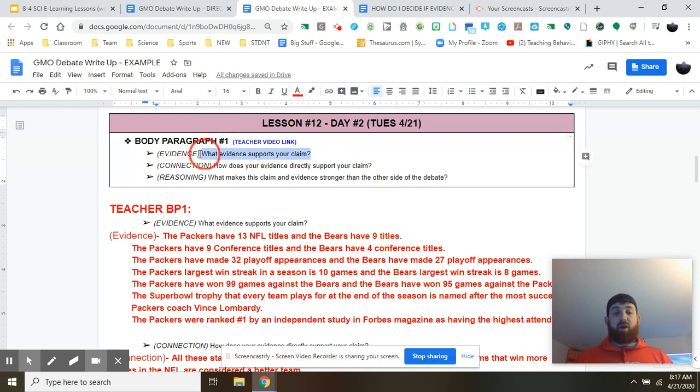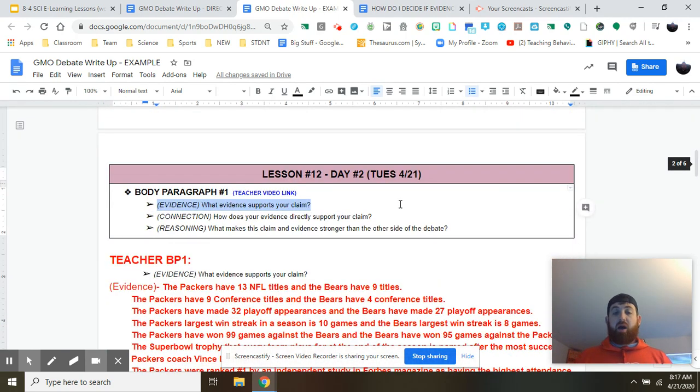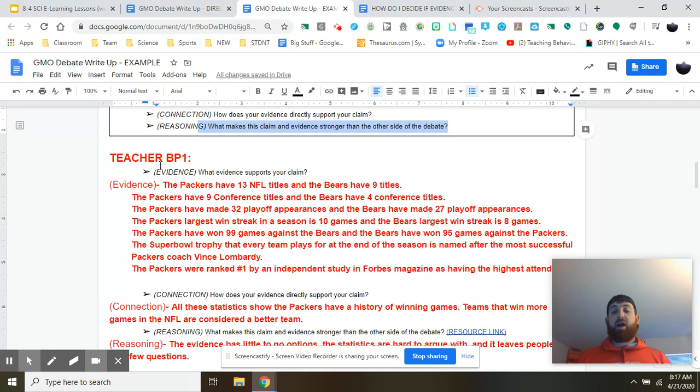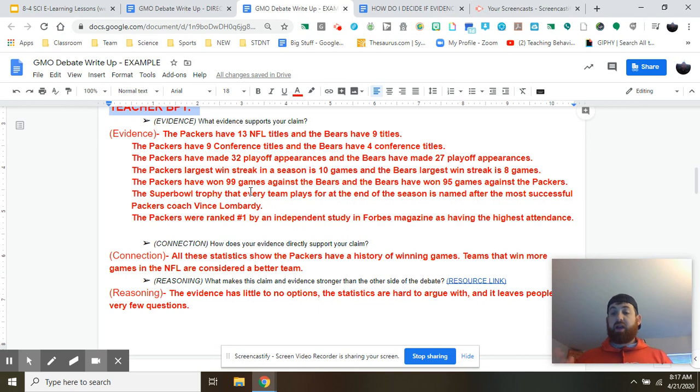For this first body paragraph, I want to know what evidence supports your claim from your introduction. I want to know how does this evidence directly support this claim? And I want to know what makes this claim and evidence stronger than the other side. Okay, this is where you're presenting the strongest side of the debate. Now I've taken my example here and copy pasted these 3 questions, and I created a skeleton. What do I want to talk about for these 3 questions?